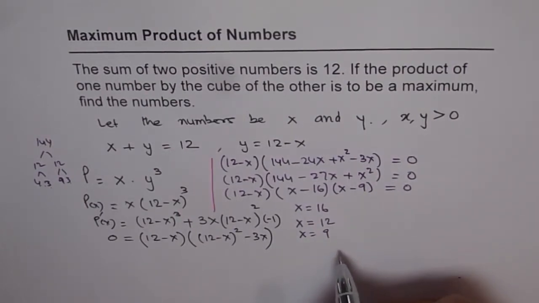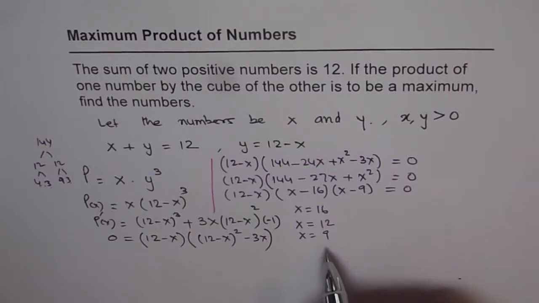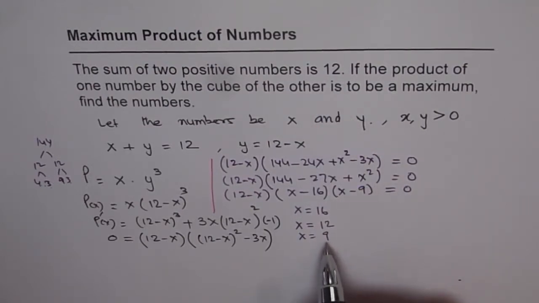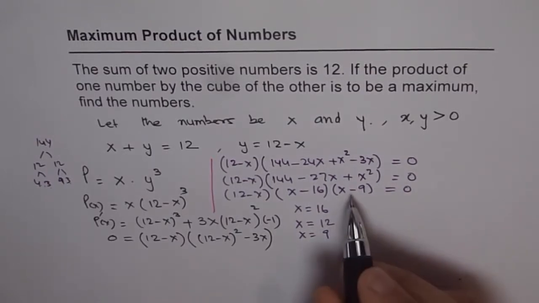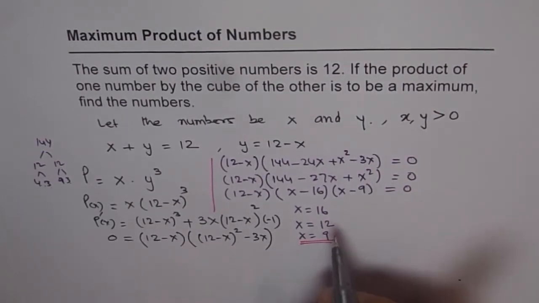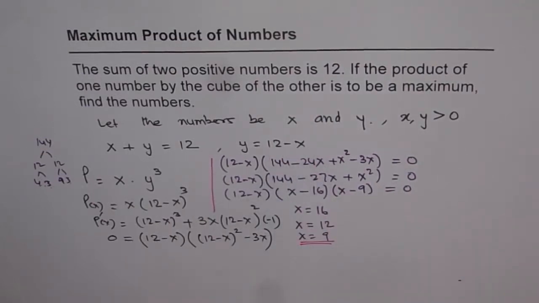Now as you can clearly see, x cannot be 16 or 12, right? Since we need two positive numbers, the only number which could give you both positive is actually 9. So x equals to 9 is a possible answer here. The others are not possible, because if I write one number as 12, the other number becomes 0 or negative, correct? So x equals to 9 is the only possible answer from this set of values.